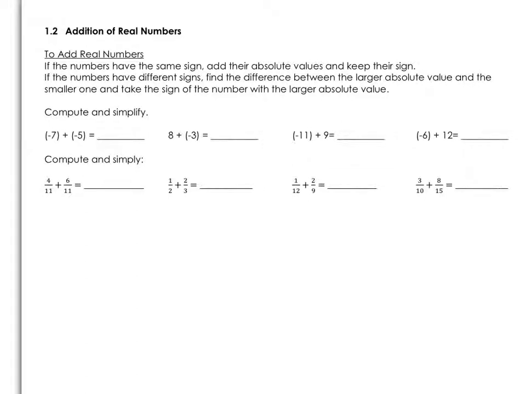Section 1.2, Addition of Real Numbers. To add real numbers, if the numbers have the same sign, add their absolute values and keep their sign. If the numbers have different signs, find the difference between the larger absolute value and the smaller one, and take the sign of the number with the larger absolute value.